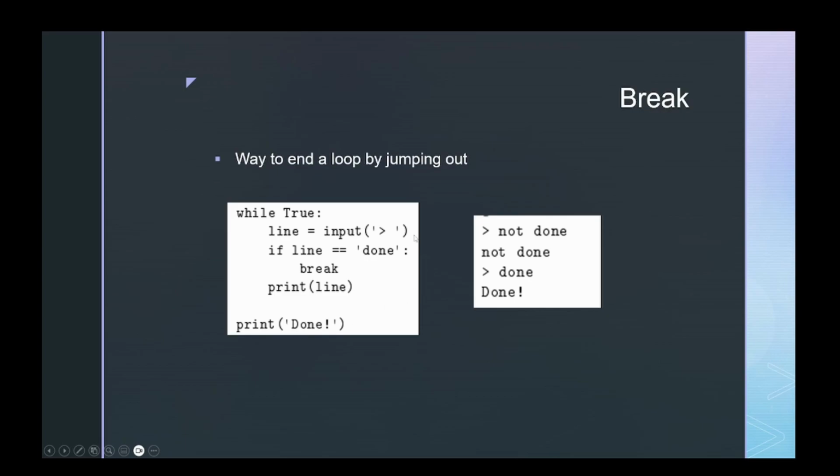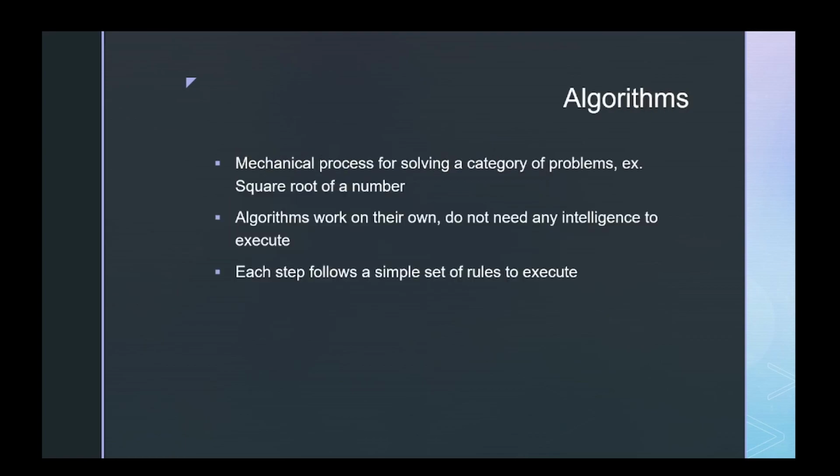So here, while true, which is not a very good programming practice, but you can do it, if the line equals done, we're going to break out of the while loop, or we're going to jump out and print the word done. Here I've got not done, done. It's just a way that if you are within a loop, it's a very easy, quick, and understandable way of getting out of that.